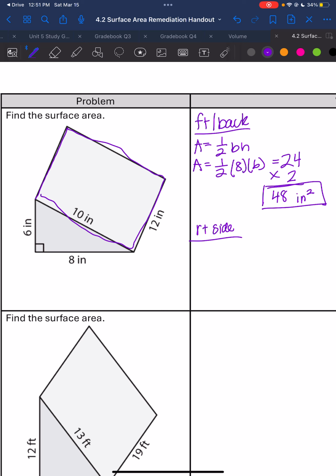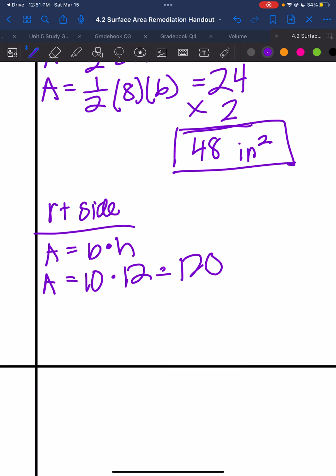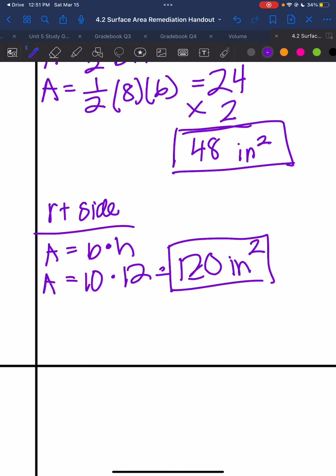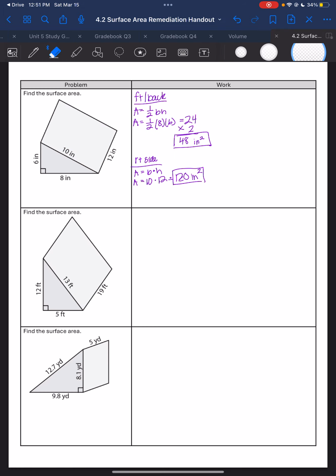But I do know that the shape is a rectangle. So the formula I'm going to use is area equals base times height. So I'm going to call 10 my base and 12 my height. And when I multiply those together, I get 120 inches squared. So I now have 3 sides of my shape.